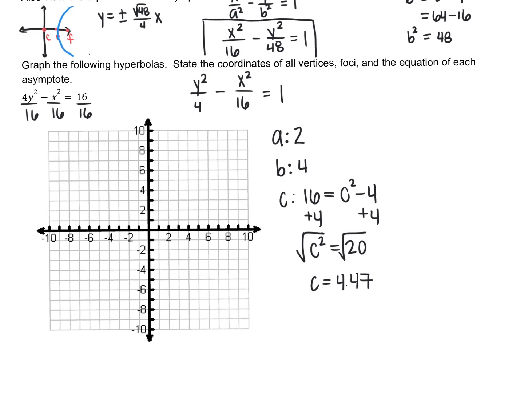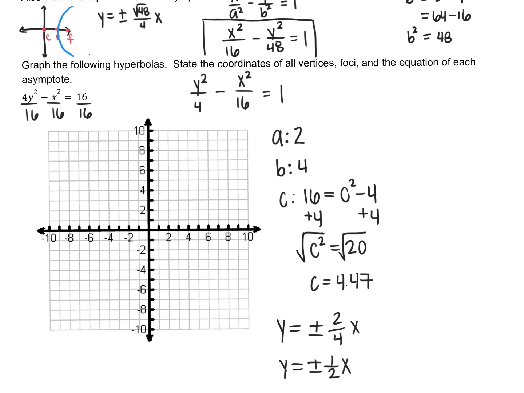The only other thing I need in order to graph my hyperbola is my asymptotes, which is going to be y equals plus or minus. In this case, because y squared is first, it's going to be a over b x. So I'm going to have 2 over 4 x, which I can simplify. So it becomes y equals plus or minus 1/2 x.